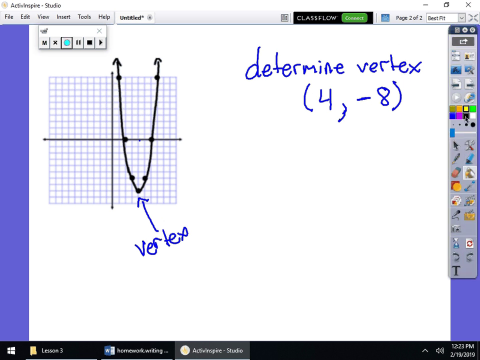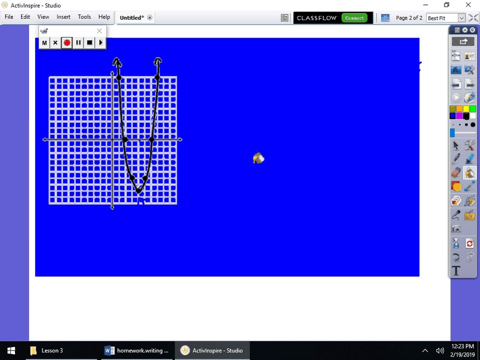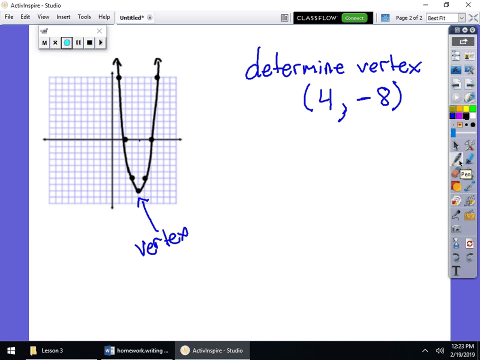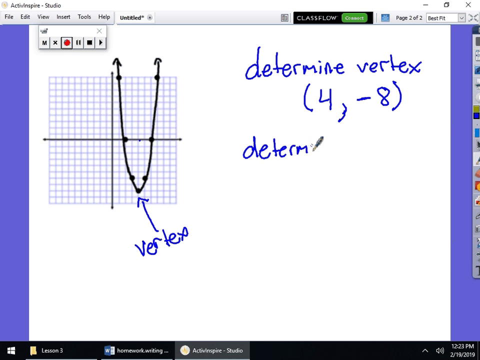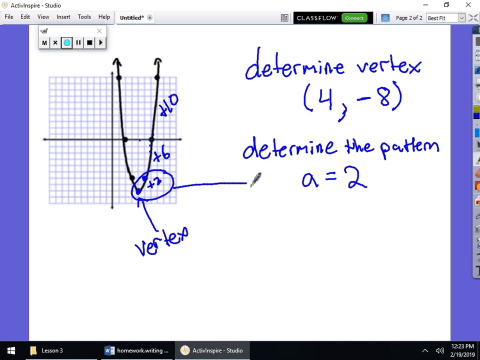After that, we determine the pattern. From the vertex to the next point, it's plus 2. And then 1, 2, 3, 4, 5, 6, plus 6, plus 10. So if we notice, it's 2, 6, 10. So the A value is going to be 2. It's going to be whatever that first one is again. So A is 2.